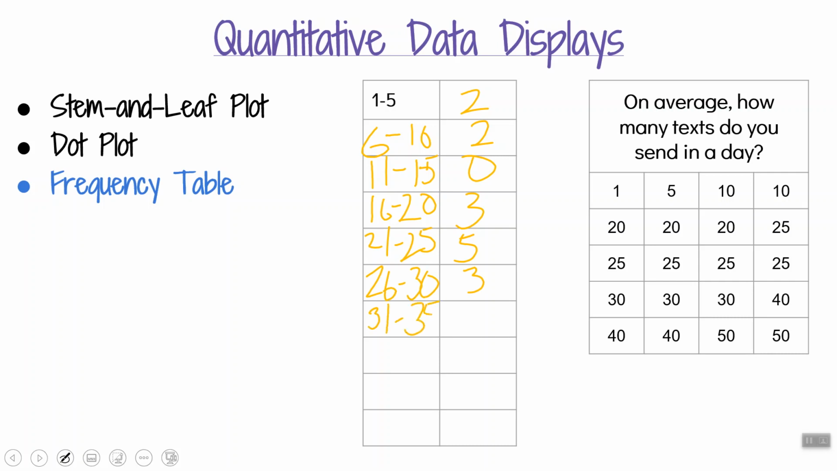31 to 35 has none. 36 to 40 has 3. 41 to 45 has none. And 46 to 50 has the 50s. The downside to a frequency table is you lose out on the specific values. So you don't realize that all 5 of the items in this bin or category are all 25s. However, you still gain that idea that the majority of data is in this middle section here, or majority of the responses.